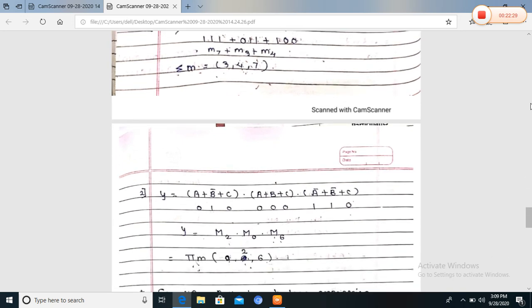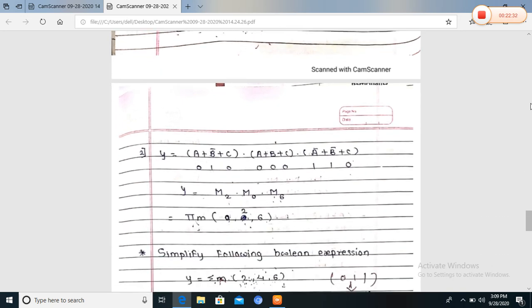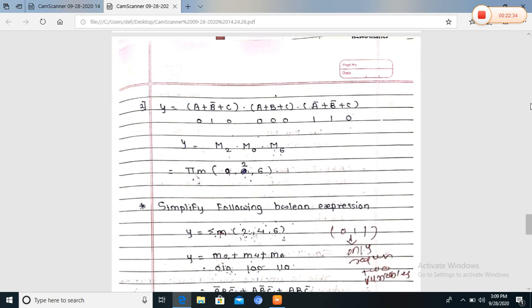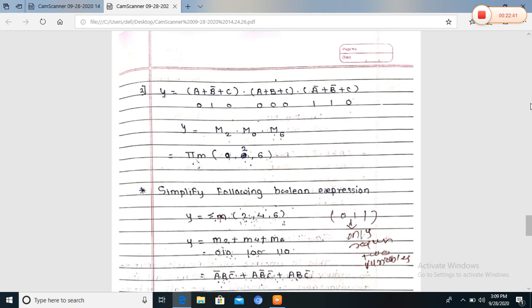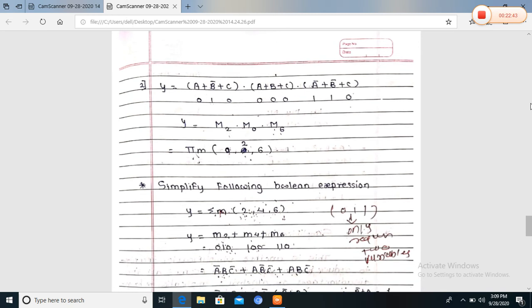Next expression, y is equal to (a plus b bar plus c) into (a plus b plus c) into (a bar plus b bar plus c). This expression is a standard POS form, and in that standard POS expression each individual term is represented as a max term.